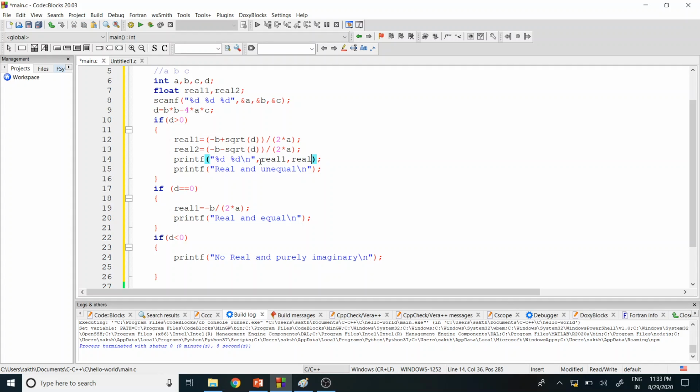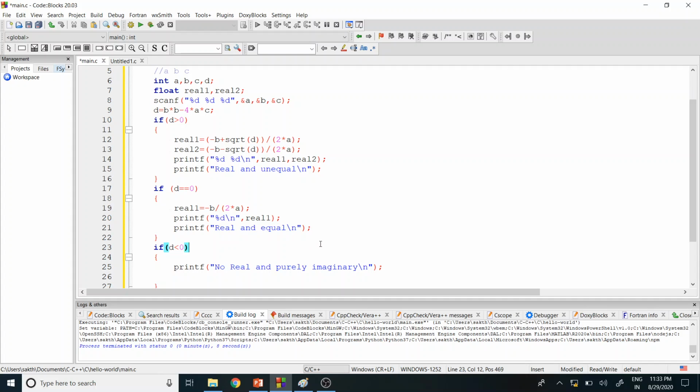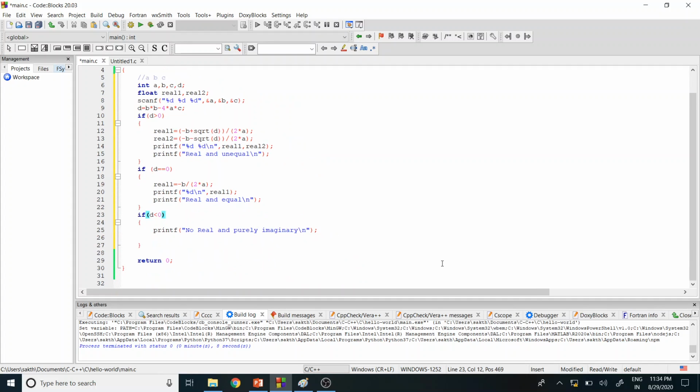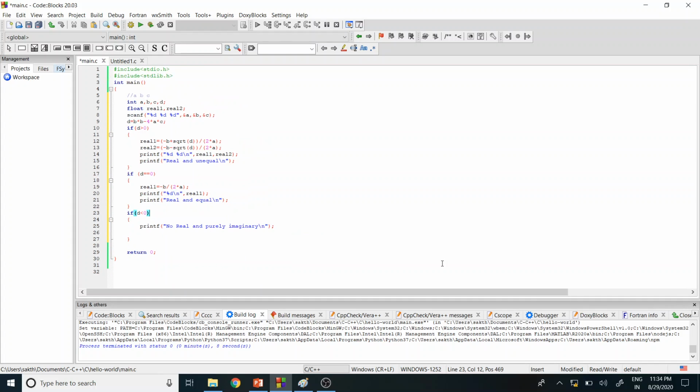For the next case, as both roots are equal, we'll be using only one real statement. Among real 1 and 2, I'm going to use only real 1, so I'm going to remove one percentage d. In this case we are not going to evaluate anything. Now let me save it, run the program, and find the results.